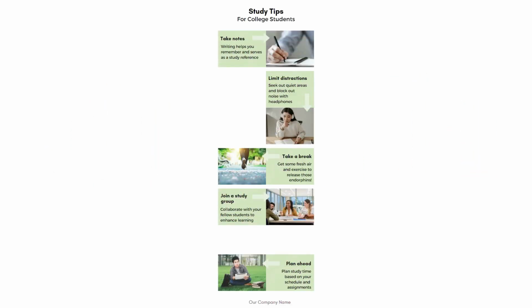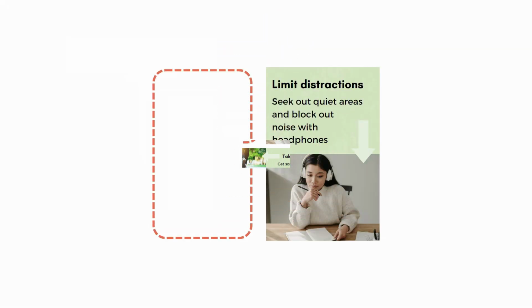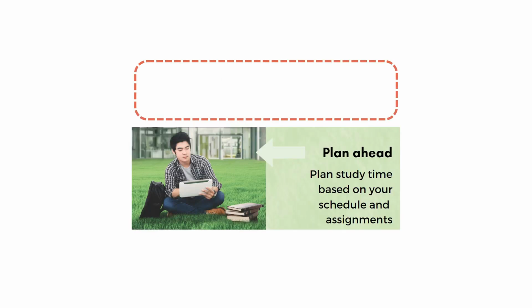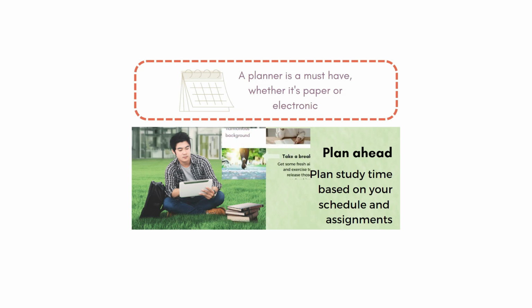And lastly, do add some variety to your content. A good way to do this is by taking one section and adding more information to it. And we have room to do this here. In the section about blocking out unwanted noise with headphones, we can add a tip about listening to classical music. And in the section about planning your time, we can add a recommendation for using a planner.